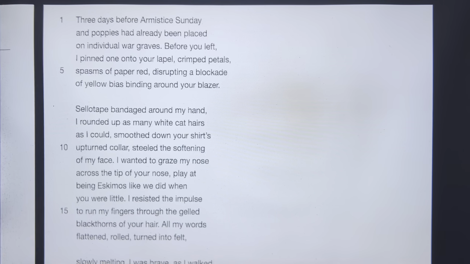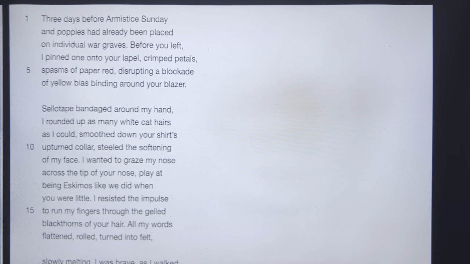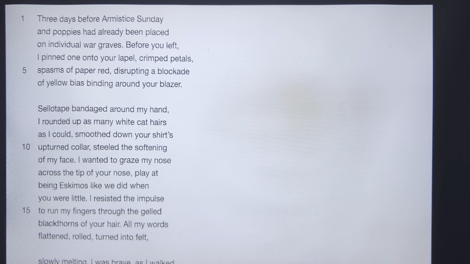3 days before Armistice Sunday and poppies had already been placed on individual war graves. Before you left, I pinned one onto your lapel. Crimped patterns, spasms on paper red, disrupting a blockade of yellow bias binding around your blazer. Sellotape bandage around my hand, I rounded up as many white cat hairs as I could. Smooth down your shirt's upturned collar, steel the softening of my face.